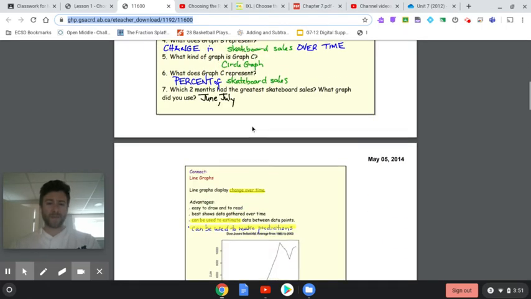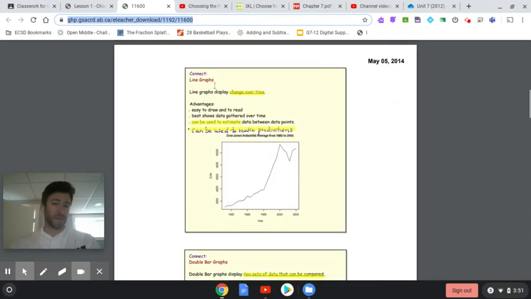This is based on some other stuff. I'm going to skip that, but what I did want to show you was this. Line graphs show change over time. So they're easy to draw. They show data and they show the trends of the data. And you can estimate amounts between data points.